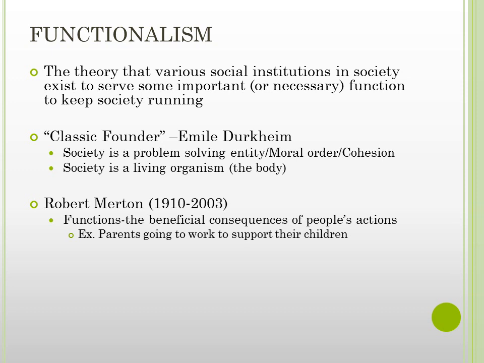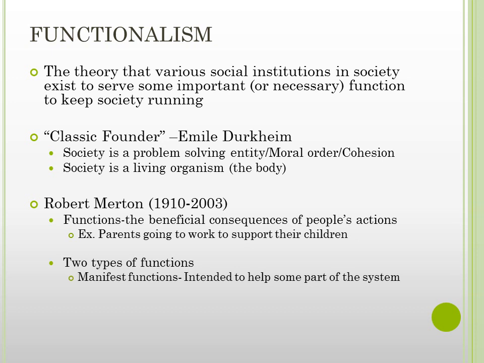Merton goes on then to describe the types of functions that social institutions have. The first is manifest function. These functions are intended to help some part of the system. So here's an example. Your textbook uses a similar or the same example. Imagine, if you will, a particular nation is experiencing depopulation, and it wants to figure out a way to encourage its families, its citizens to have children. The government decides to offer a $10,000 bonus to every family who has a child in a particular year.